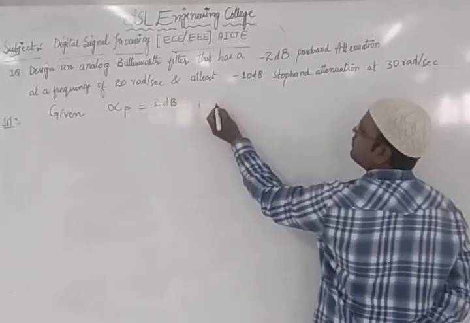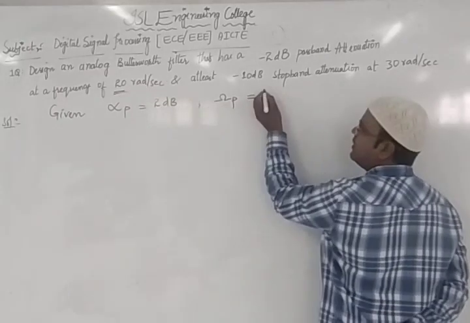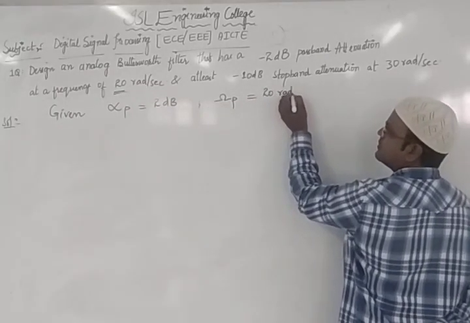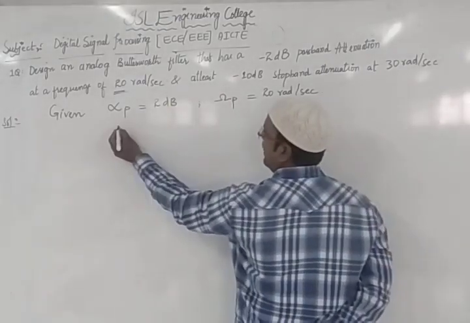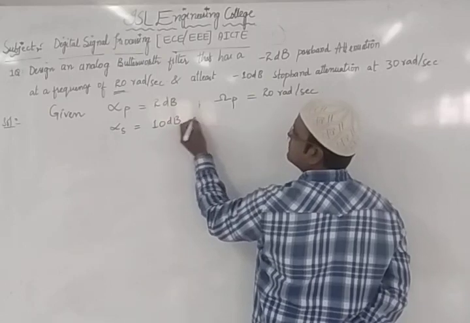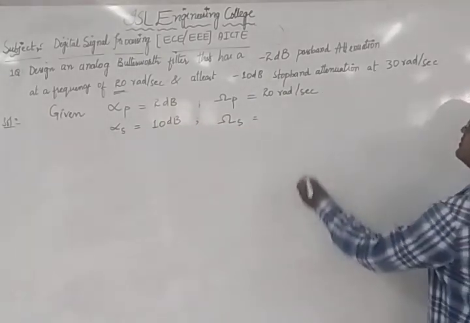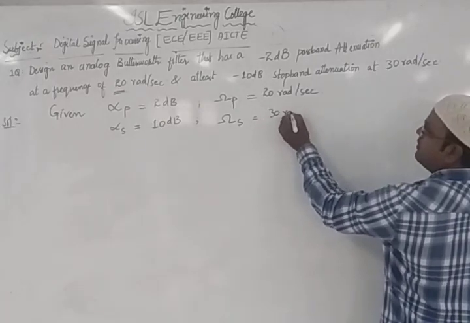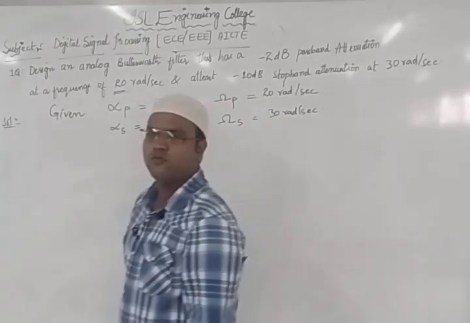Next, they gave frequencies. The frequency in pass band is 20 radian per second. Likewise, the attenuation in stop band, alpha s, is equal to 10 dB. And the frequency in stop band is given as 30 radian per second. So we have all the given conditions. What is asked in the question?